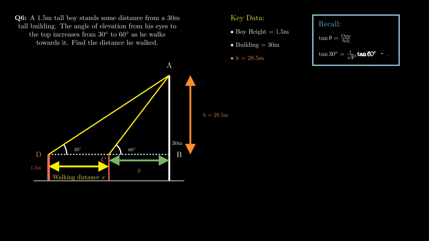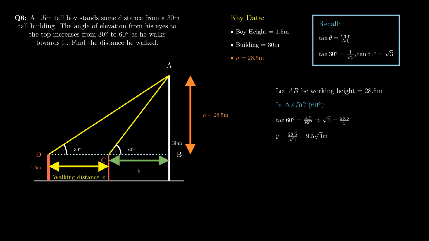Recall that tangent theta equals opposite over adjacent. We will use the values for 30 and 60 degrees. In triangle ABC, writing the tangent of 60 degrees and substituting values of tan 60 and h, we find that y equals 9.5 root 3 meters using the tangent of 60 degrees.